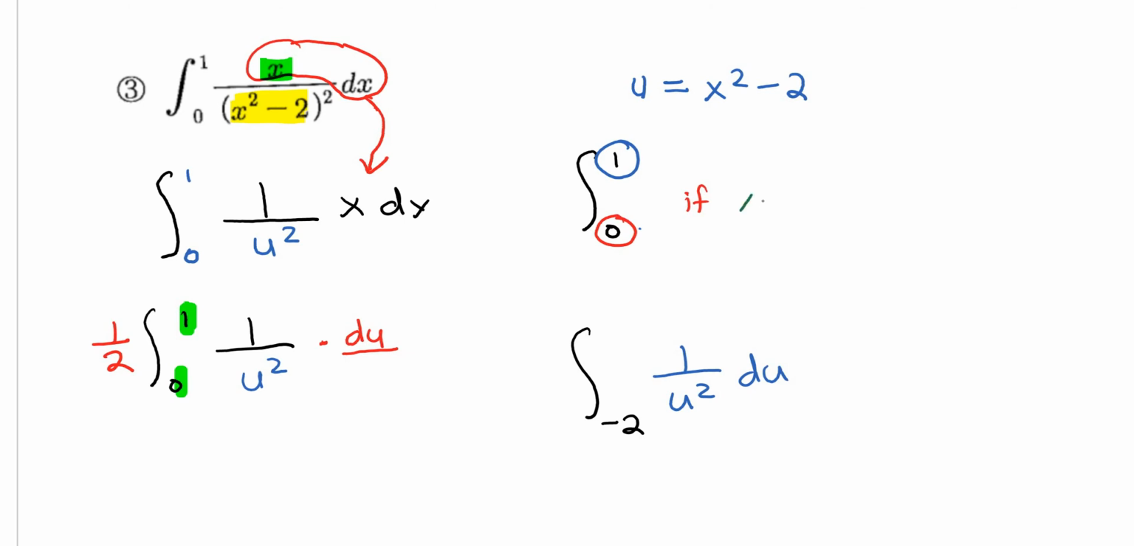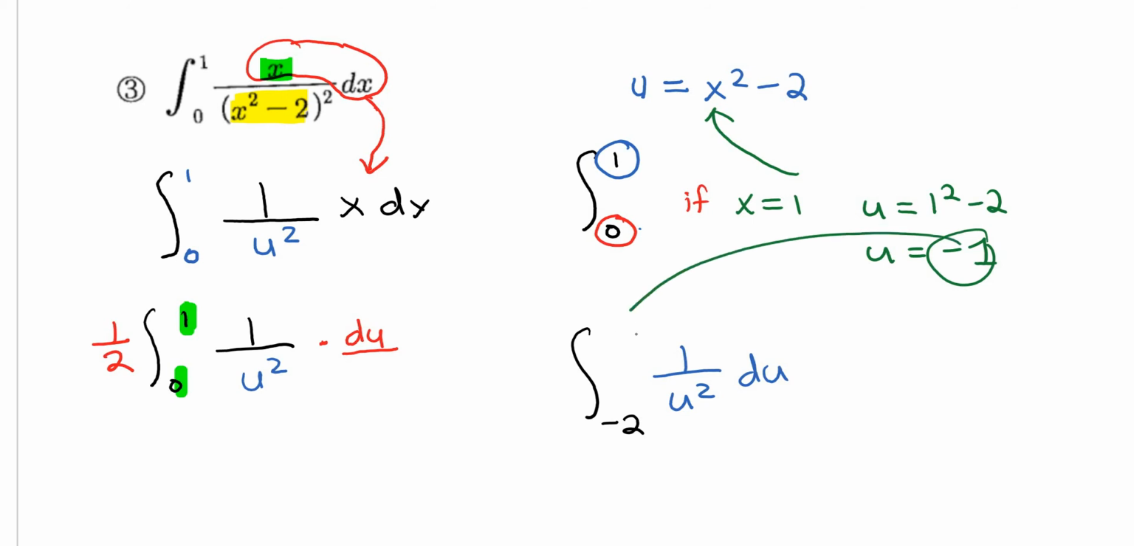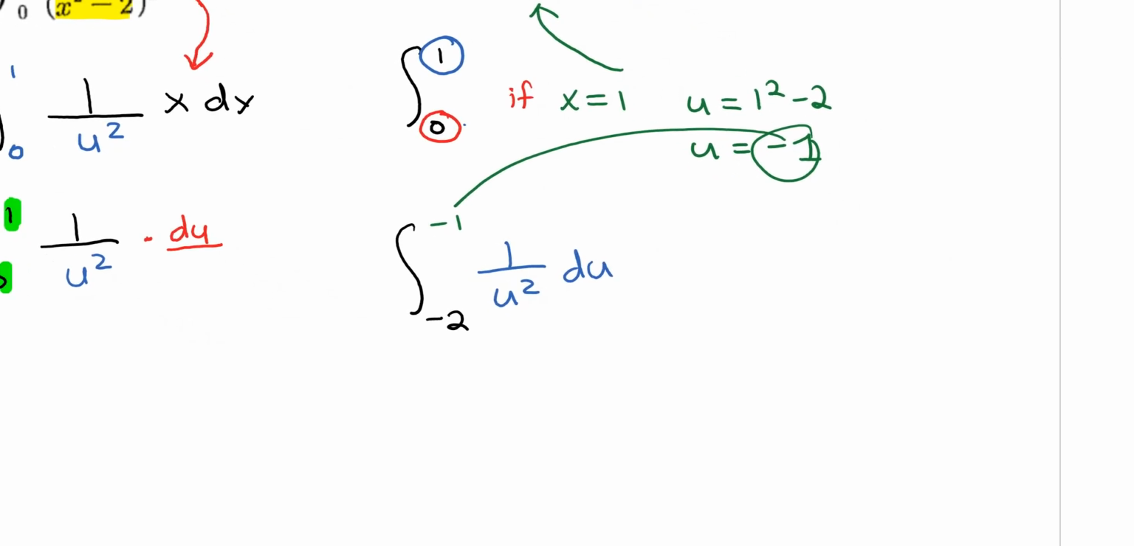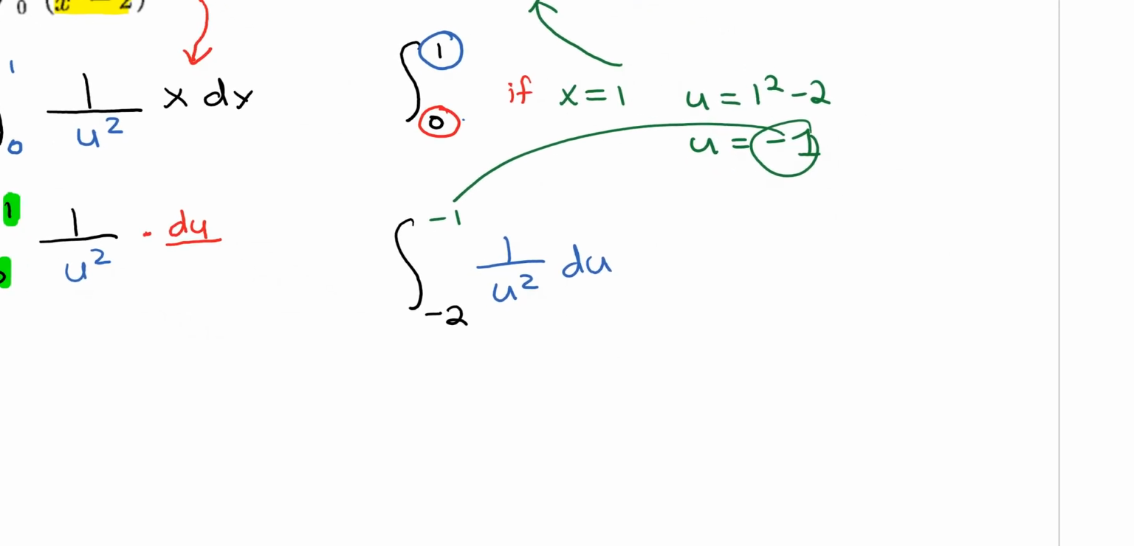So if x equals 1, that means u would equal 1 squared minus 2, and that would mean that u would equal minus 1. So now this minus 1 would go over there. Okay, so from there, I think we have written the expression in a way where we can now evaluate this. One more thing I would do is take this middle term and write that as u to the power of minus 2. So let's erase this now, and write that as u to the power of minus 2.